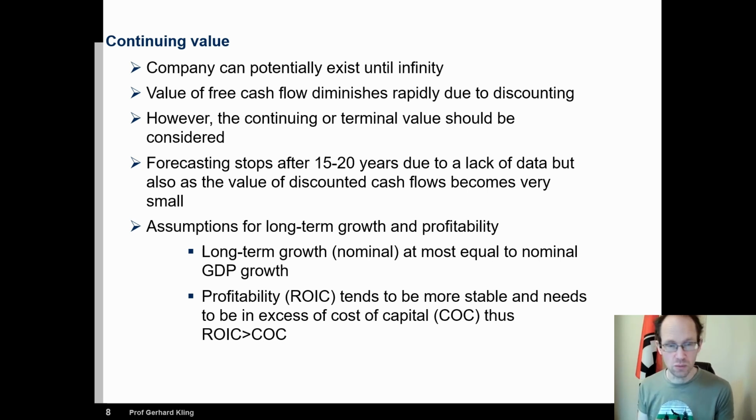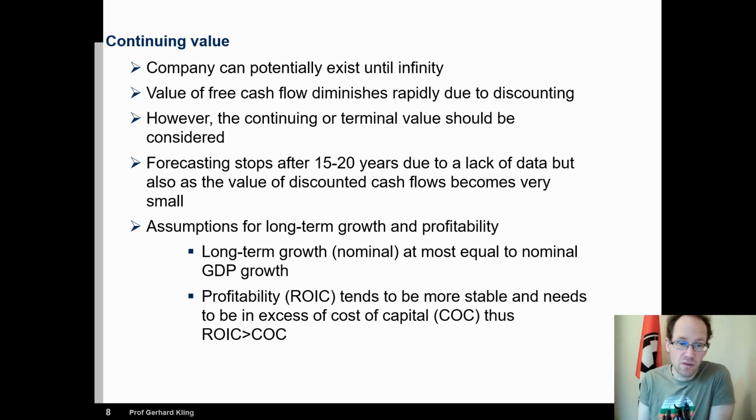So what do you do? You make an assumption about what you call a continuing or terminal value, where you assume that, as a matter of fact, the business continues to grow in the long term and continues to have a certain level of profitability in excess of cost of capital. And as we discussed before, this is the precondition for value creation. Your return on invested capital has to exceed your cost of capital.